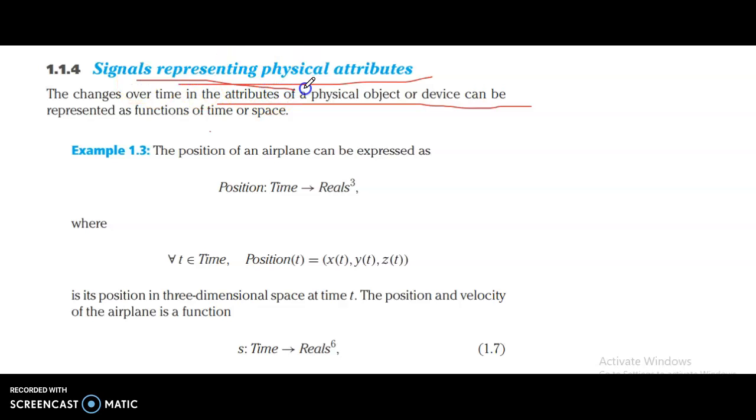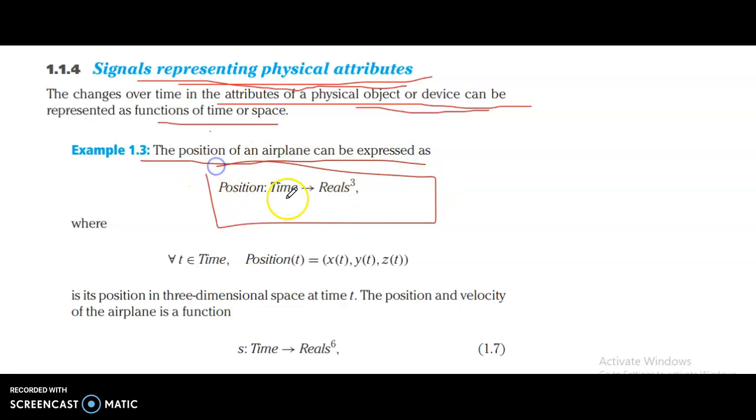Signals represent physical attributes that change over time. The attributes of a physical object or device can be represented as a function of time or space. The position of an airplane can be expressed as a function from time to the reals, for all t belonging to time. The position at time t is x of t, y of t, z of t, the position in three-dimensional space at time t.